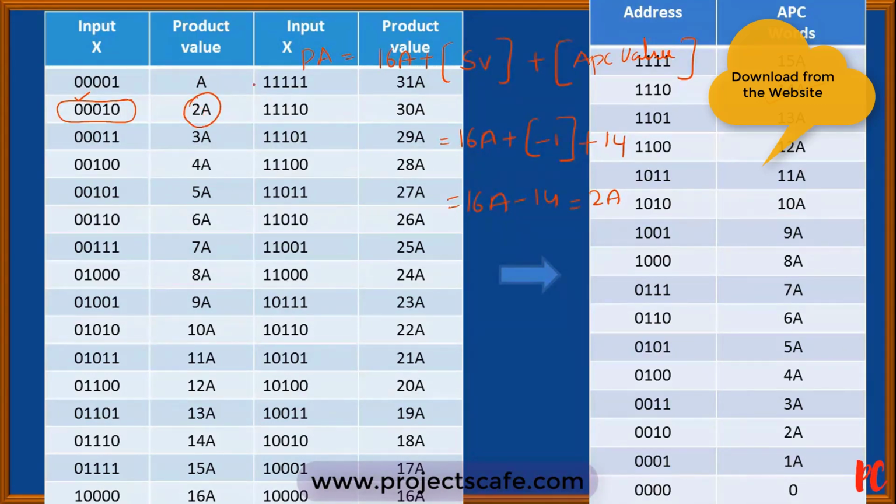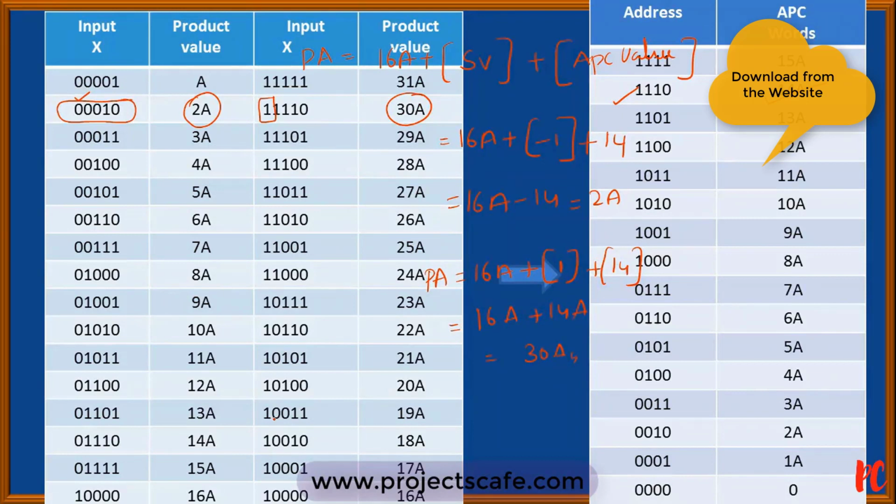Similarly, for this one, since the MSB is 1, the sign value becomes positive, and the product value is 16A plus APC1, which is 14A. So I get 16A plus 14A, which is 30A. I retrieve this value. Thereby, instead of storing 5-bit data, I just store these address values and retrieve the remaining values.